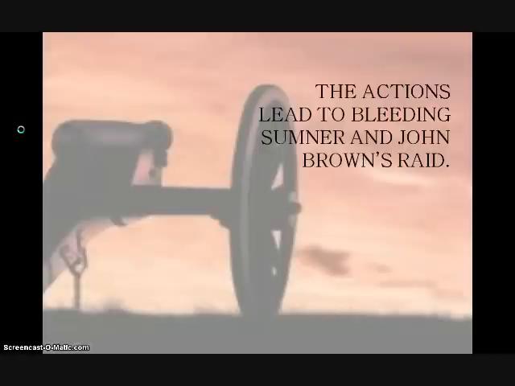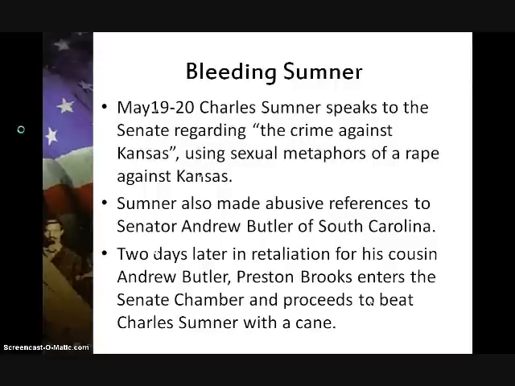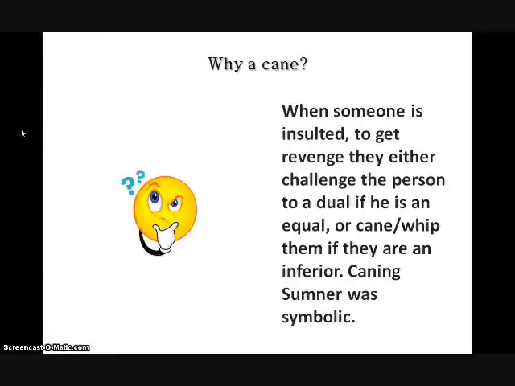These actions lead to Bleeding Sumner and John Brown's raid, both of them tied to the Kansas-Nebraska Act. Now, Bleeding Sumner. May 19th and 20th, Charles Sumner speaks to the Senate regarding this crime against Kansas. He uses sexual metaphors of a rape against Kansas. Sumner also made abusive references to Senator Andrew Butler of South Carolina. 2 days later, in retaliation for Andrew Butler, Preston Brooks enters the Senate chamber and proceeds to beat Charles Sumner with a cane. He had to be pulled off of him.